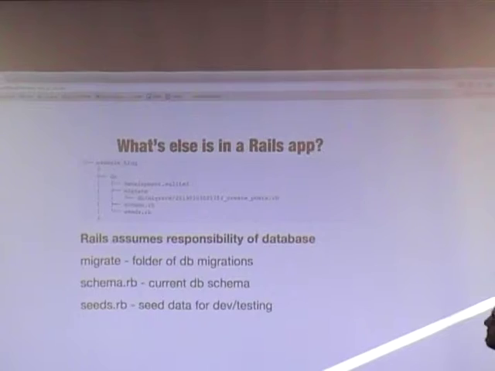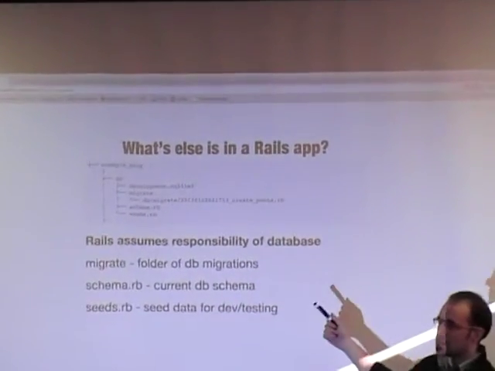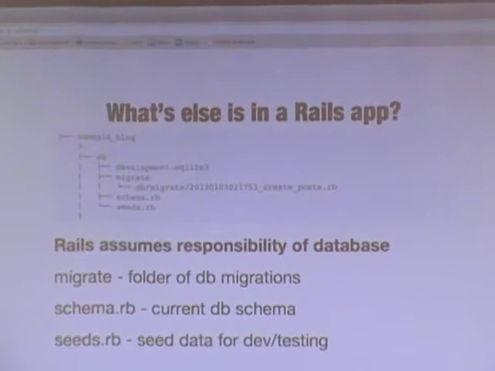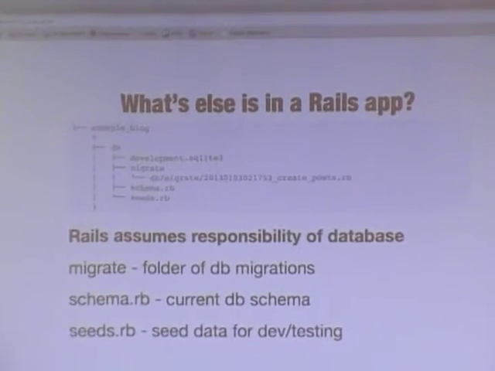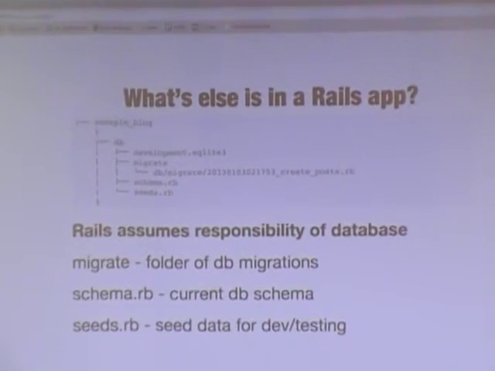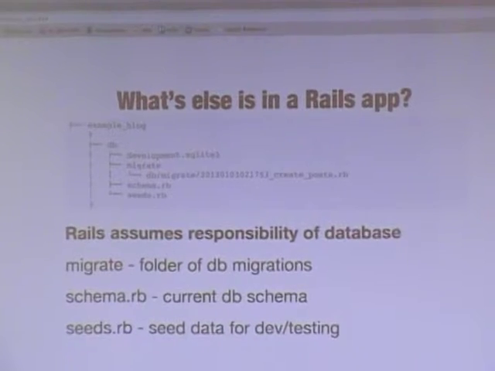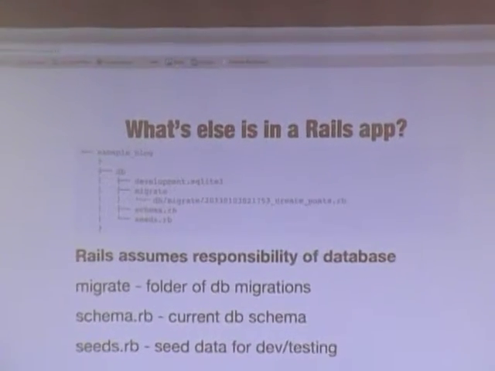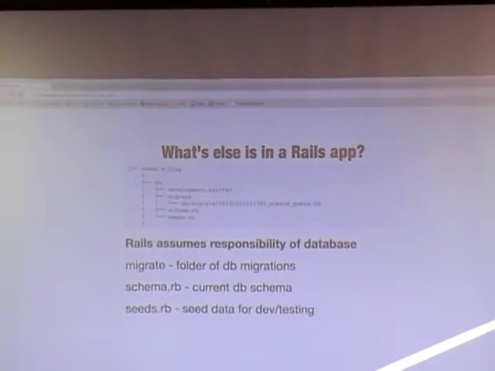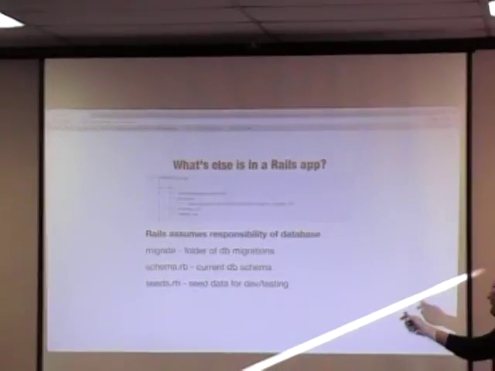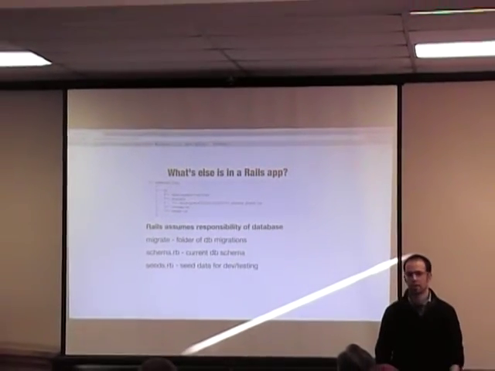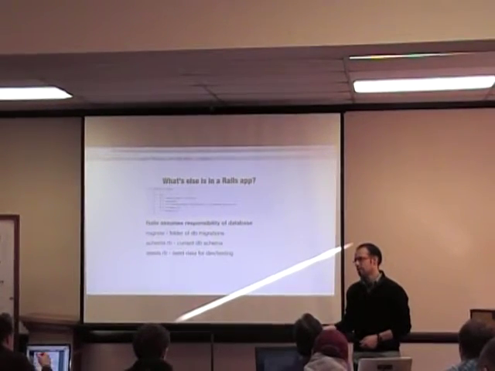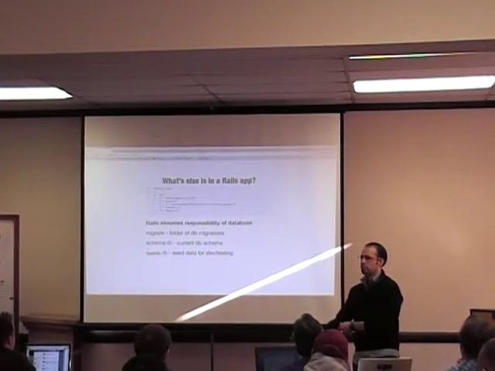So then in your DB, you've got all these files, and the reason why you have them is that Rails assumes responsibility of the database. It doesn't think that you're going to manage it via another mechanism. It says, I'm the one who's going to manage your database because I know exactly what's going on with it. So you've got your migrate folder, which is where you have your migrations, which change your database from having a table to deleting a table to adding a column to not having a column. Your schema.rb is an output of the current tables and columns and their data types in your database. So if you wonder whether that column's in your database, you can look there and you'll find out. Seeds.rb is a place where you can store seed data so that when you're developing and you want, like, all 50 states in the United States, you can put them there, load them, and you don't have to create them every time.